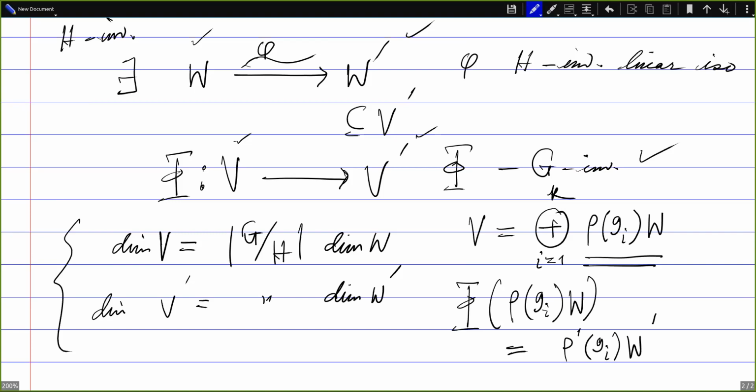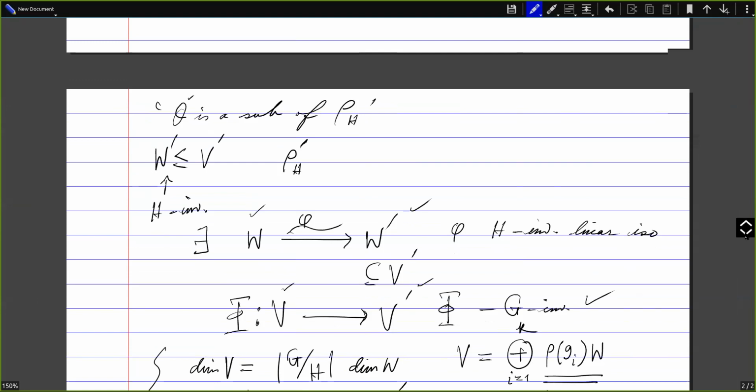Now you remember, since V prime is the direct sum of these summands, this map becomes onto, because each direct summand of this space is contained in the image of phi. That shows this map is onto. So now this map becomes a linear isomorphism which is G invariant.